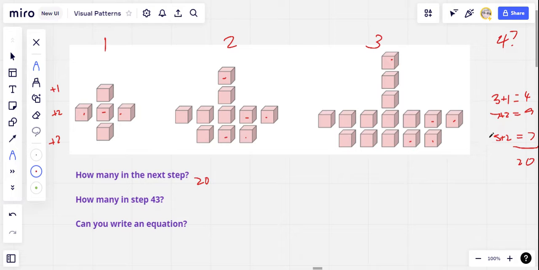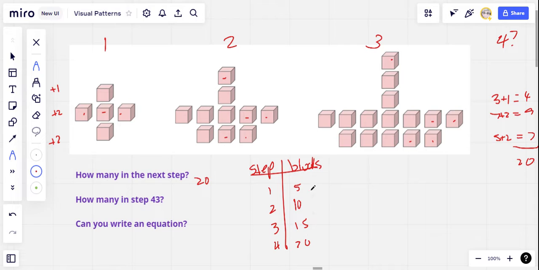Now, I don't want to use this method to predict how many are in step 43. I think that would be a little clumsy, a little unwieldy. So I'm going to analyze the numbers and see if we can come up with an equation. So I'm going to make a chart first with the step number and the number of blocks in each step. So in step one, we've got five. In step two, well, we've added five, right? So that's 10. And in step three, we've added five more, so that's 15. And we're predicting in step four that we're at 20.